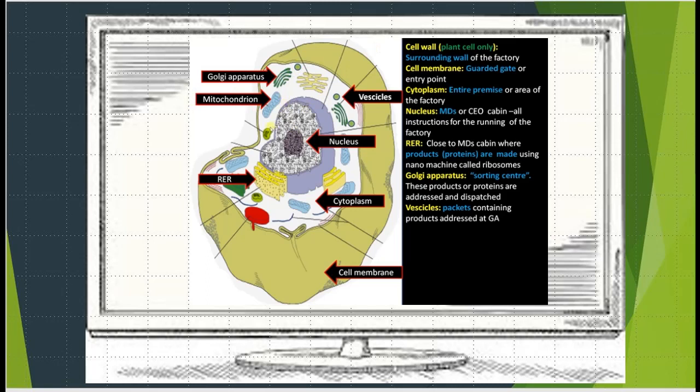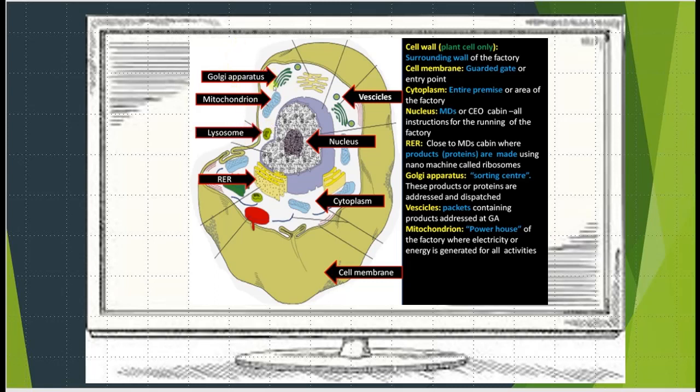Next comes the mitochondrion. It is the organelle that is responsible for providing all the energy that is required for carrying out all activities inside the cell. It can be compared to an electricity generator of a factory, or the powerhouse of a factory, where electricity or energy that is required for all activities inside the factory is generated.